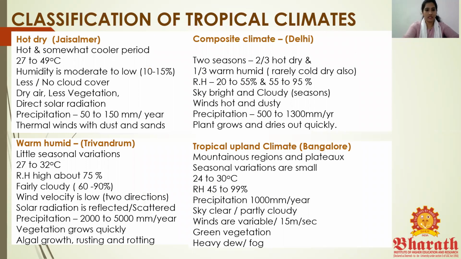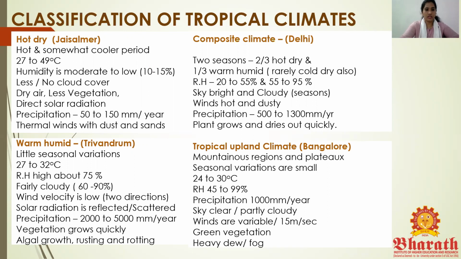Looking at these climates and how they are majorly classified, taking examples of a few places in India for a better understanding, we will see the hot and dry climate in Jaisalmer, the composite climate in Delhi, the warm and humid climate in Trivandrum, and the tropical upland climate in Bangalore. Looking at the hot and dry climate, a few key elements are that it is majorly hot and somewhat has a cooler period, so it has a drastic change from morning to night.